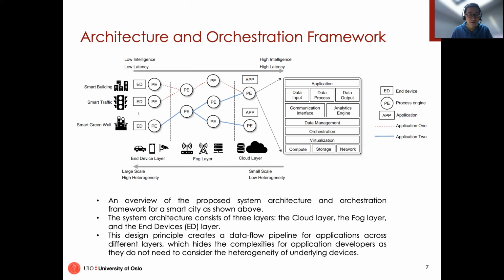As you can see in the details of the process engine, it consists of different layers as well: the hardware layer, virtualization layer, orchestration layer, data management, communication, and data input, output, and process. And the top is the application, according to the characteristics of the application. There are also different characteristics between the end devices and the cloud devices. For instance, the end devices are usually more heterogeneous and larger scale, while the cloud layer is smaller scale with low heterogeneity.